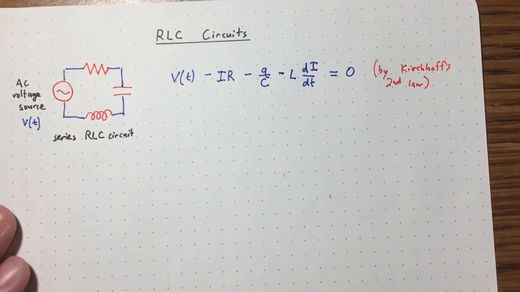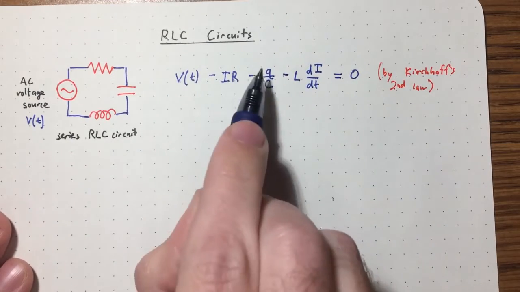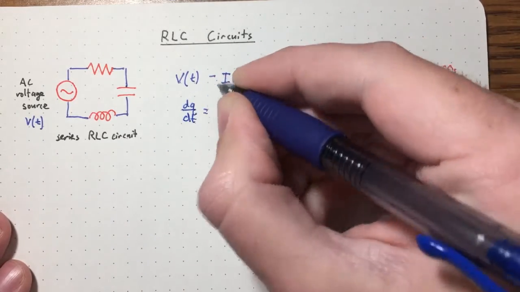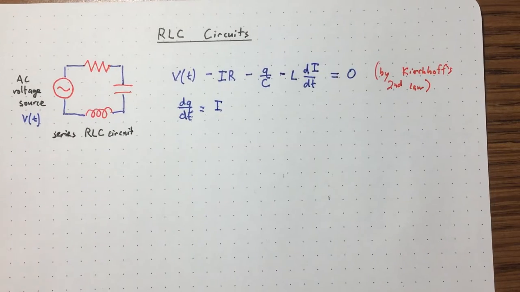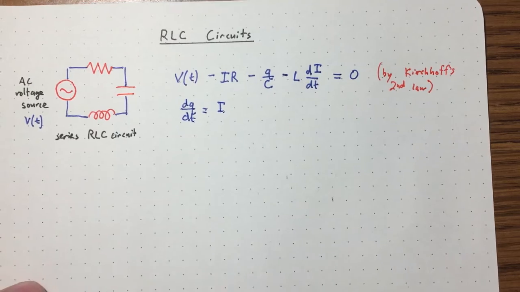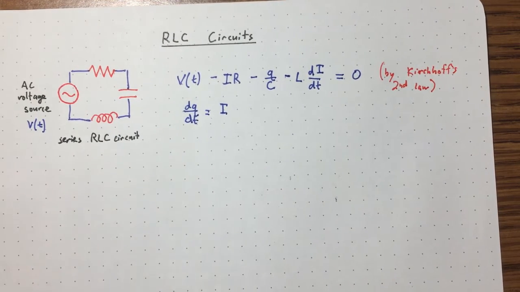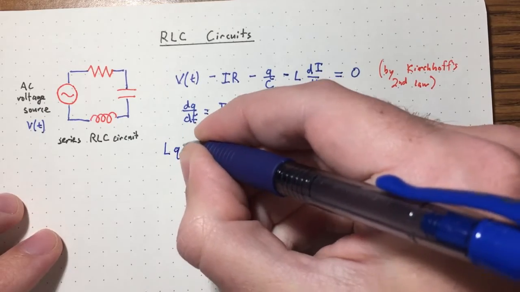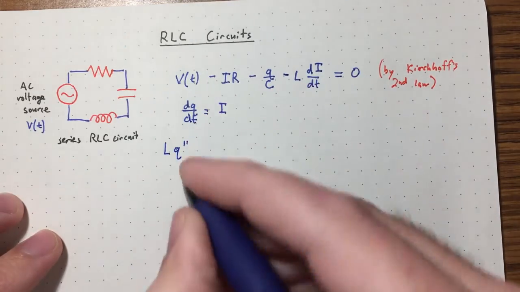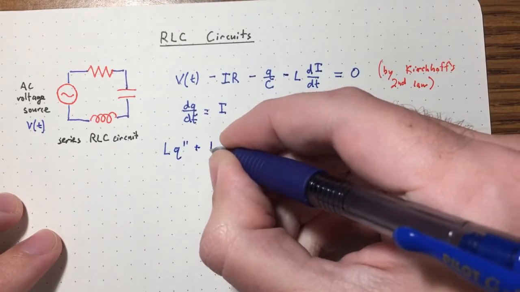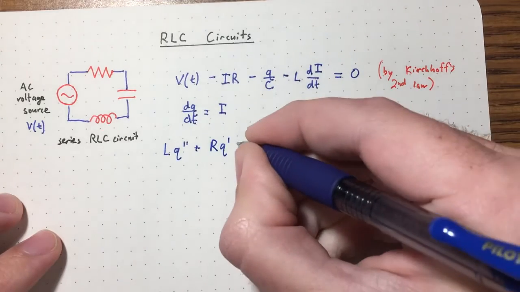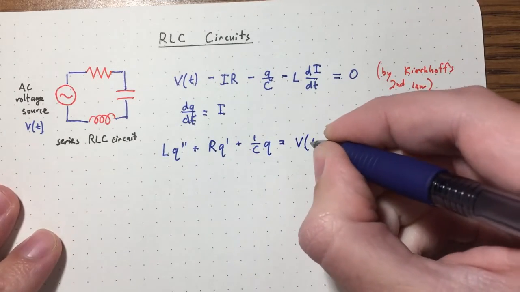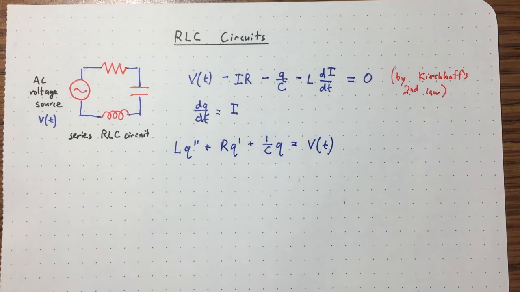Let's also recall that there's a relationship between Q and I. Namely, I is the derivative of Q. The current is defined to be the time derivative of the charge. Given this, we get a second order differential equation in Q. Here's our differential equation: L times Q double prime, moving everything to one side, plus R times Q prime, since I is Q prime, plus 1 over C times Q, and that equals v of t.